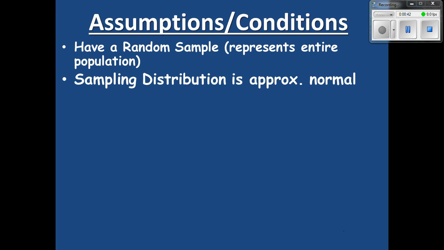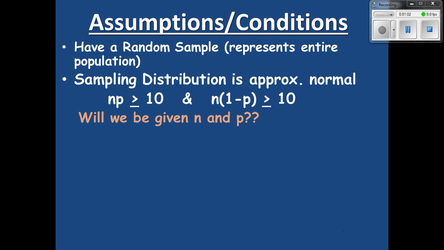So if we go way back, I know it's been a while, that goes back to the binomial, where n times p is greater than or equal to 10, and n times q, or n times 1 minus p, is greater than or equal to 10. That's again what makes the binomial distribution normal, and this one's based basically on the binomial. But the issue here is, will we know n and p? So what are n and p?